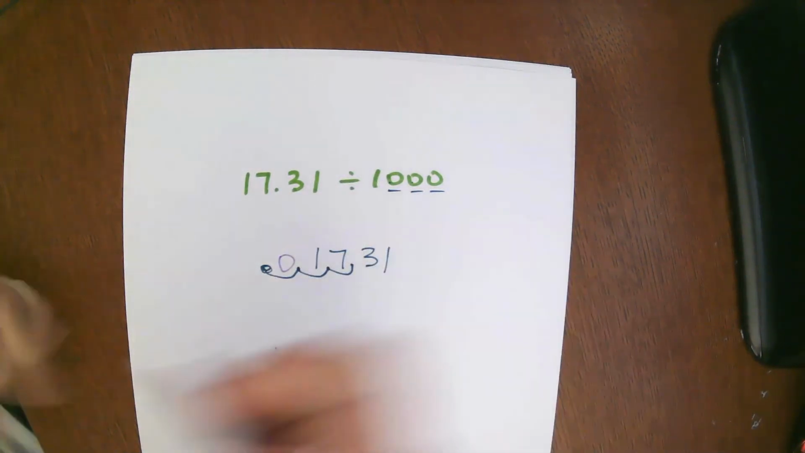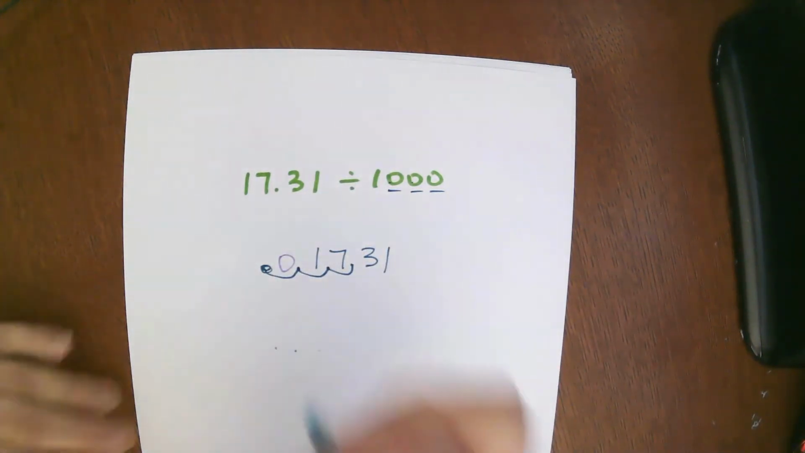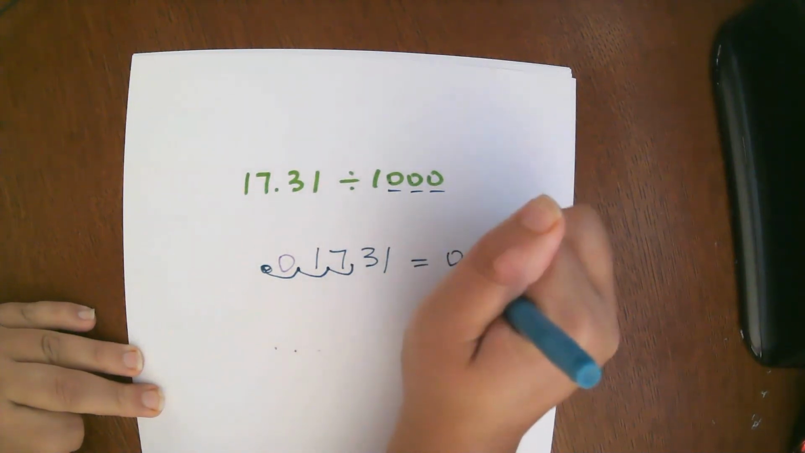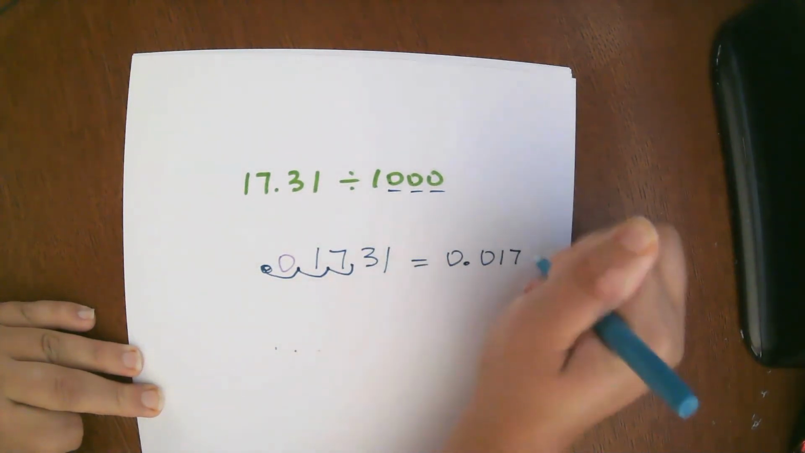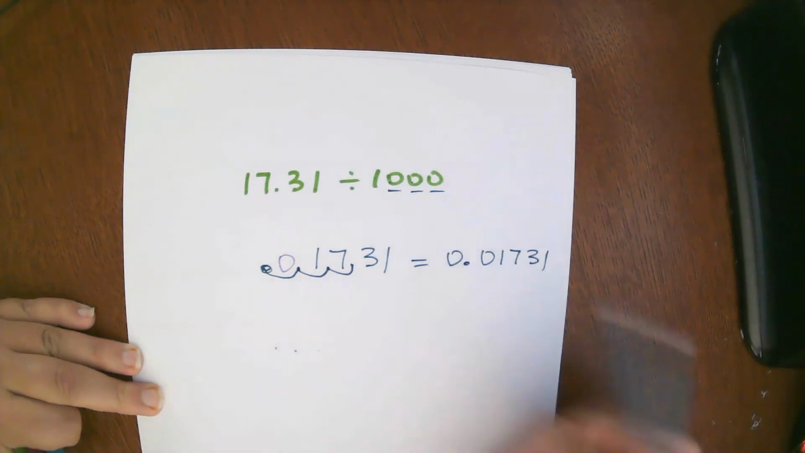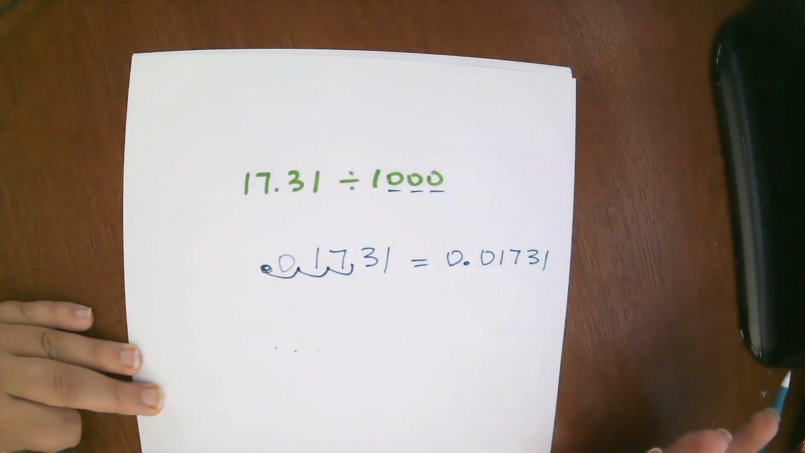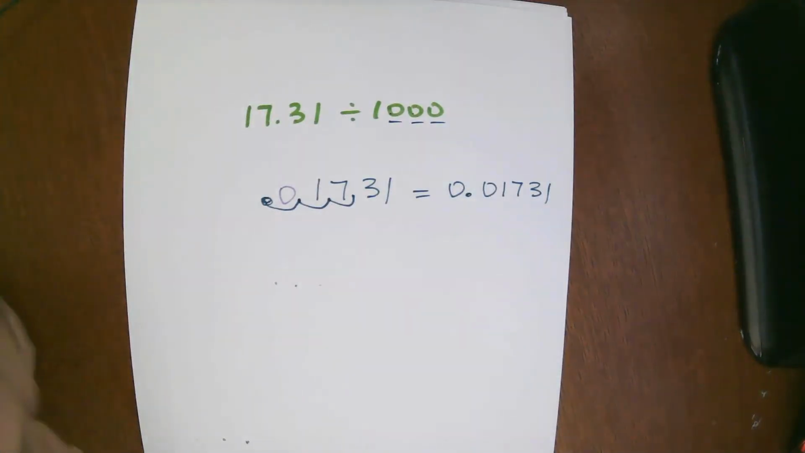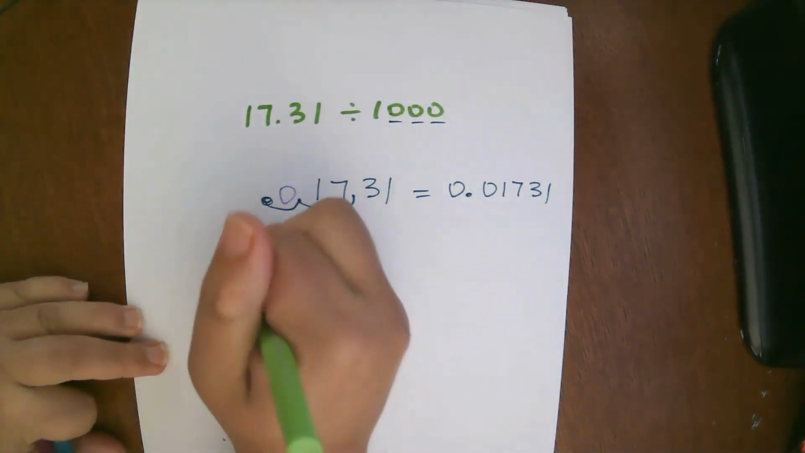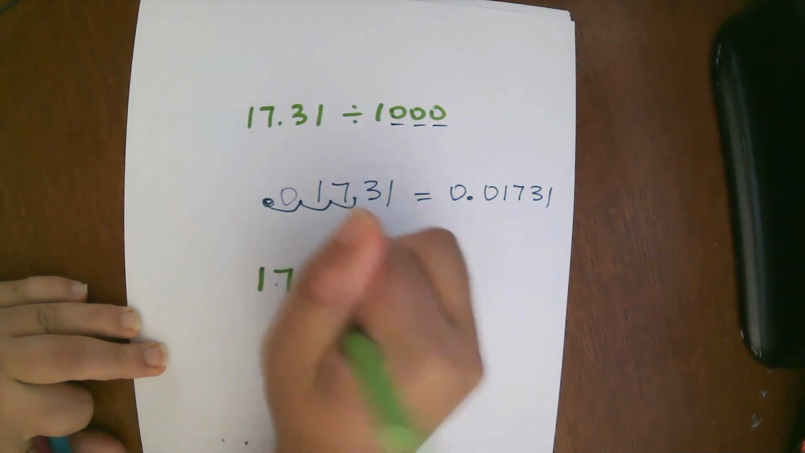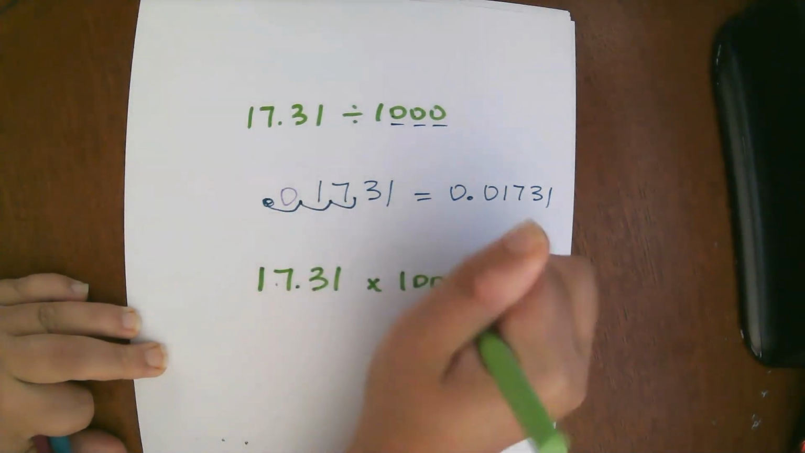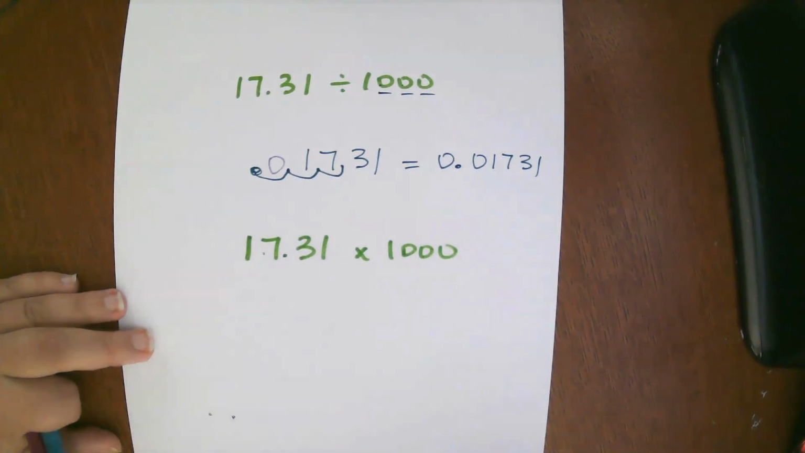Okay? So your final answer is 0.01731. You don't even have to put the 0 point. I just did that. So 0.01731. That's it. All you do is you move the decimal. Okay? Let's try that with multiplying. Take the same number. Okay? And I have to multiply this.